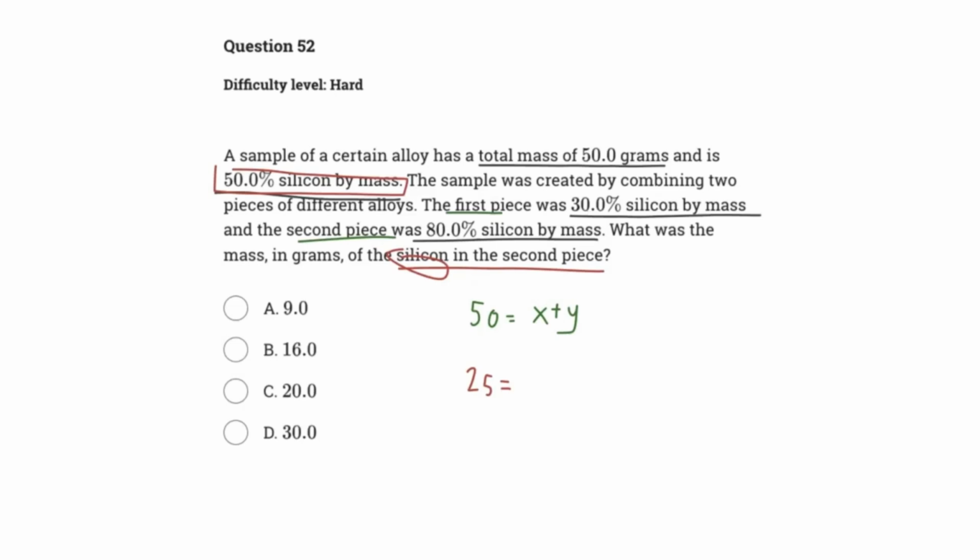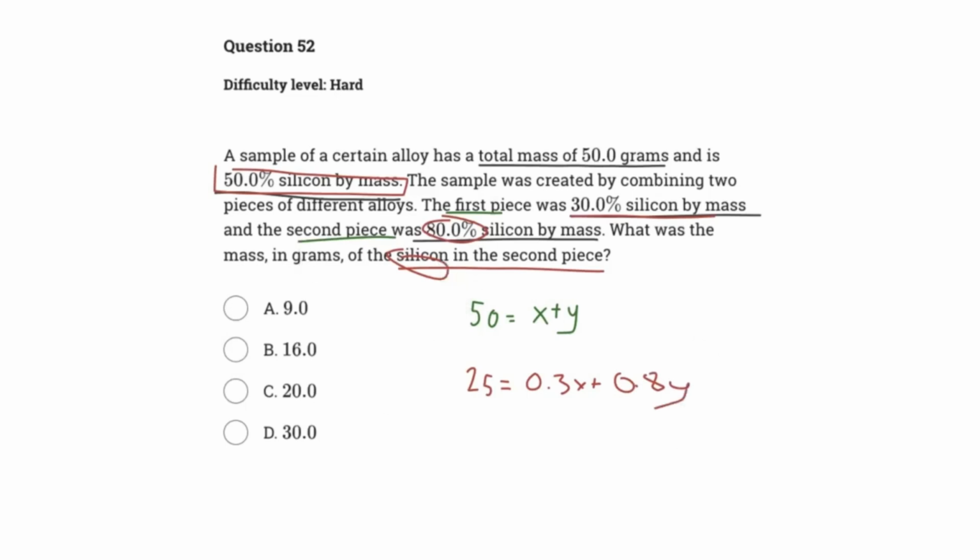We have the first piece, which is 30% silicon by mass, right? So x is the total mass, and therefore now we only have 30% of that for silicon. So we got 0.3x, and now I'm going to do the same thing for the second piece, which is 80%. So 0.8 times the total mass.